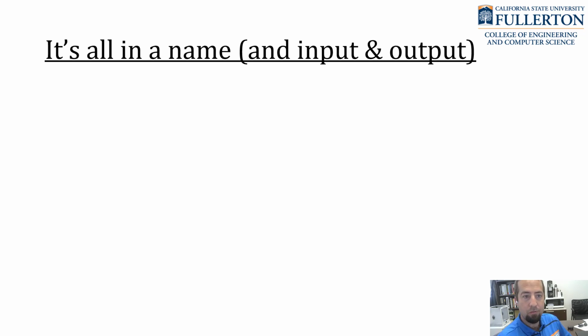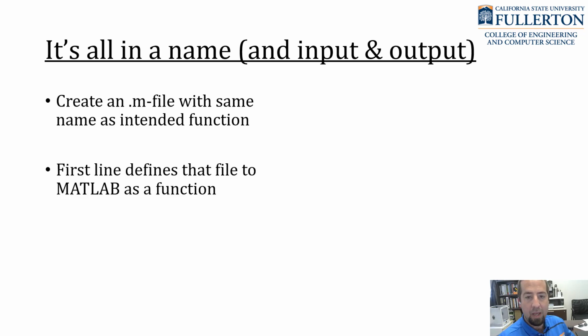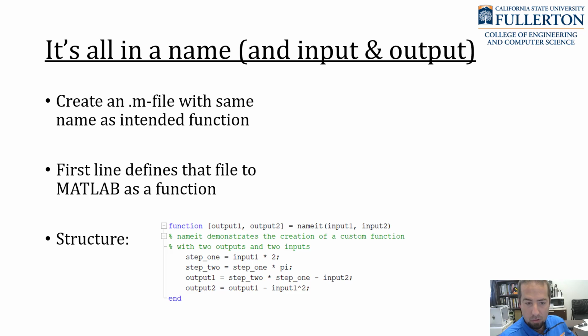Now, defining your own function. The biggest thing for MATLAB, you generally will create an M file with the same name as your intended function. And in the first line of that M file, you put in a special definition structure. It'll look something like this, where the first line begins with the word function, and you've got some other details that we'll walk through step by step.